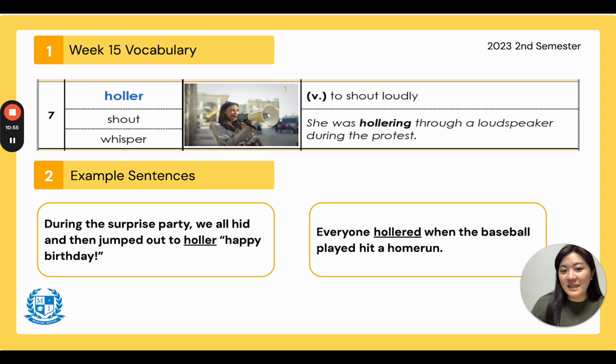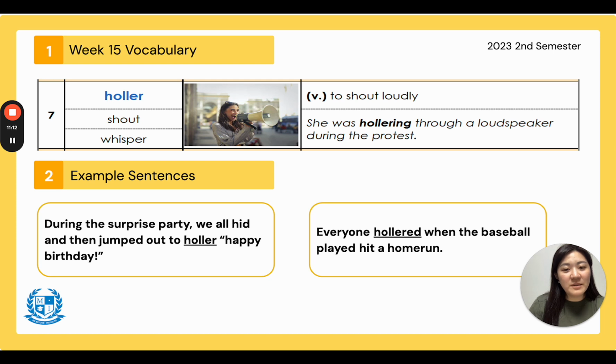And then my example sentence is, during the surprise party, we all hid and then jumped out to holler, happy birthday! So to shout, to holler, to yell.